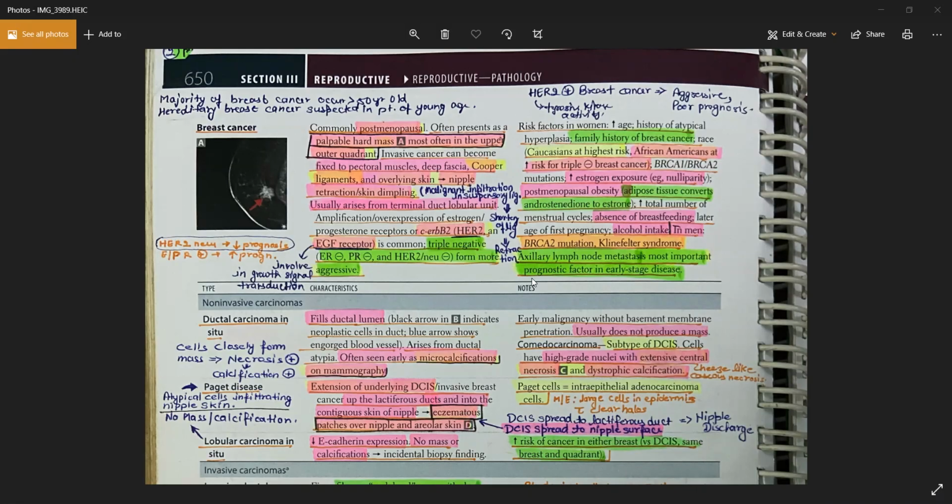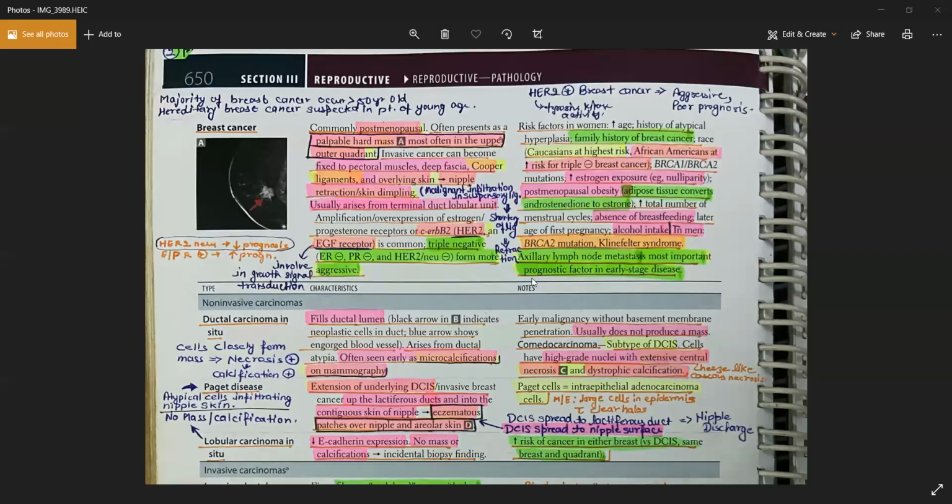Does anyone remember the complications you can have while doing the axillary lymph node dissection? Lymphedema, okay, lymphedema can happen. Another one is musculoskeletal: nerve damage causing winging of the scapula, by long thoracic nerve injury. The long thoracic nerve of Bell gives a branch to what muscle? Serratus anterior, yes, serratus anterior.